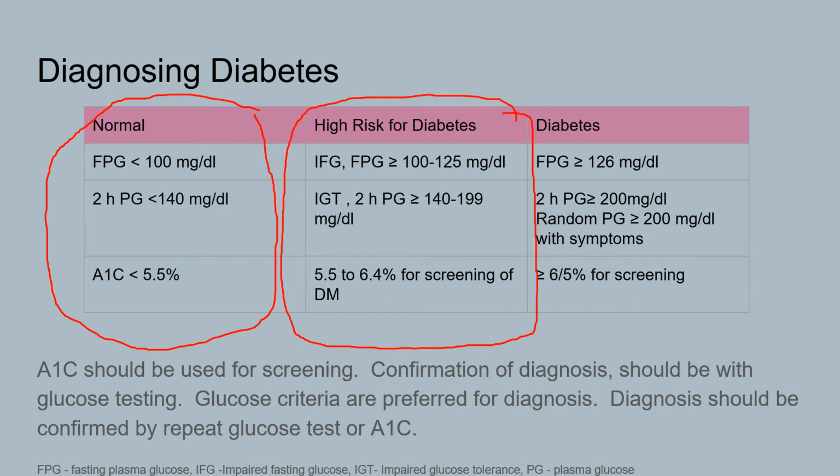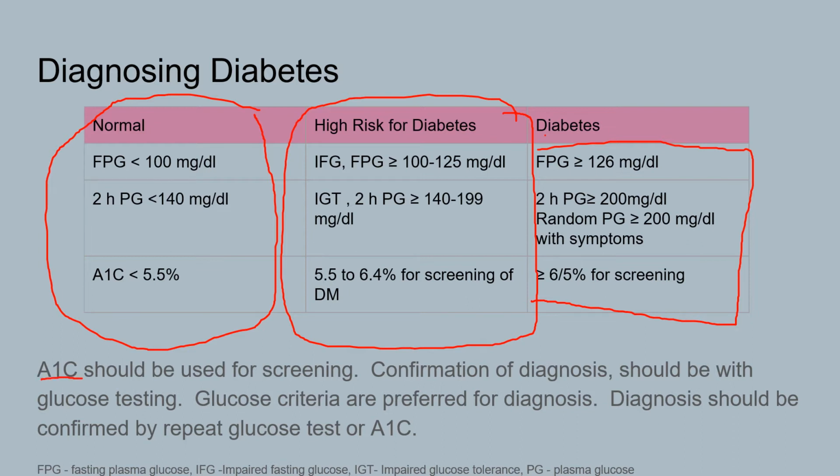I believe this slide I took from the American College of Endocrinologists, and there are some slight differences between that and the American Diabetes Association, mostly in this high risk category. But then to diagnose diabetes, so fasting greater than 126, 2-hour plasma glucose testing greater than 200, or a random greater than 200 with symptoms, or an A1C greater than 6.5.